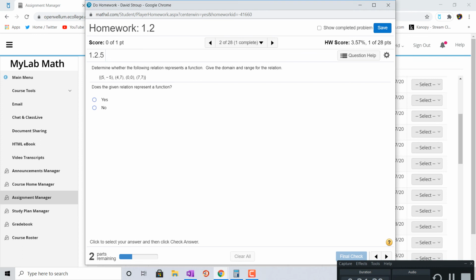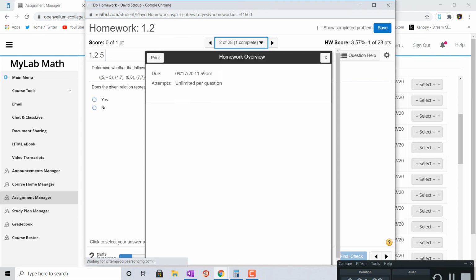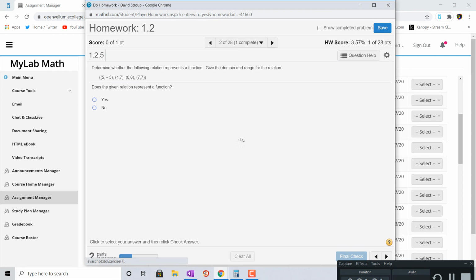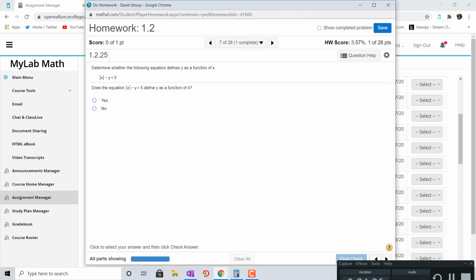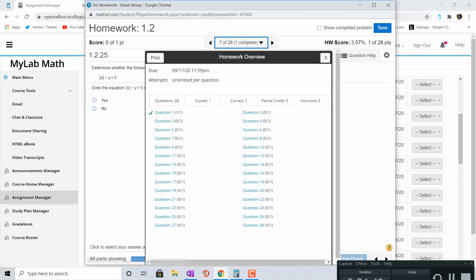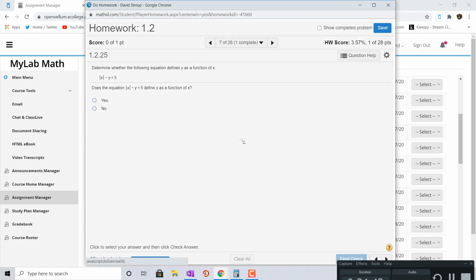Does your relation represent a function? So it's just another one of those kind of problems. Let's go to number 7 maybe. Determine whether it's a function. I did that one in the notes. Okay, so that was, let's look at 9.